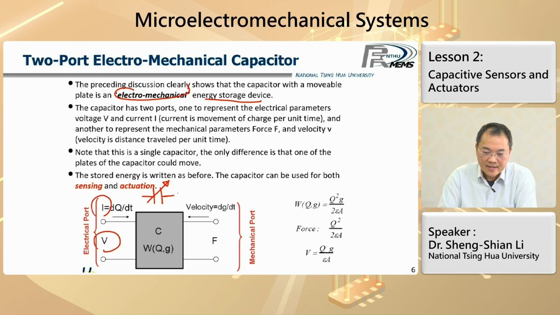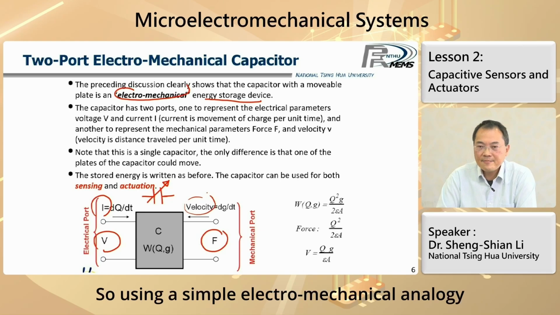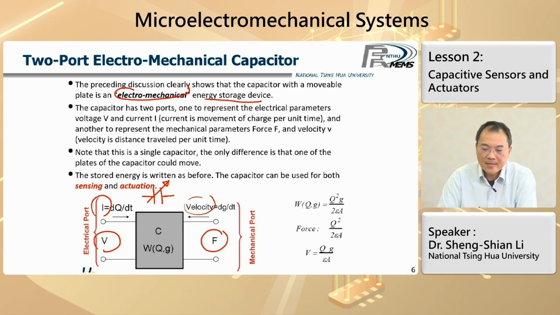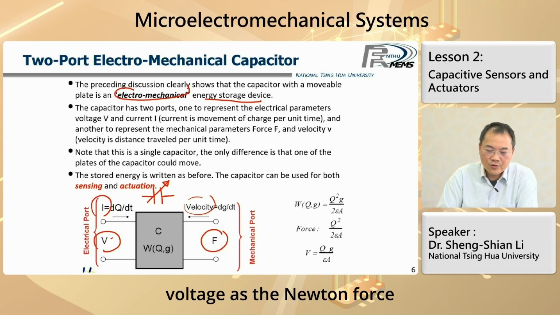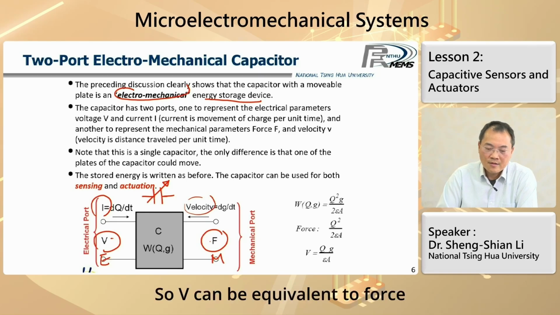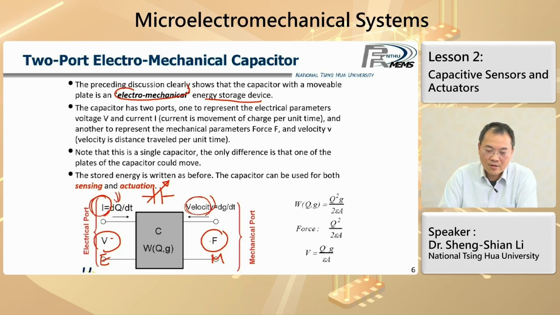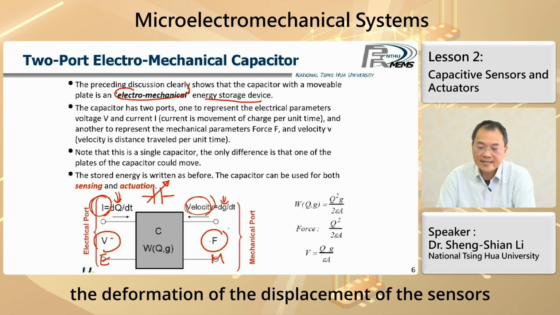On the other side, due to motion, they also deal with the Newton force and the velocity. So using a simple electromechanical analogy, you can treat voltage as the Newton force. This is the E field, right? Electrical, this is the mechanical domain. So V can be equivalent to force. The current can be equivalent to the mechanical velocity, and the charge, which is electrical displacement, can also be equivalent to the deformation or the displacement of the sensors.